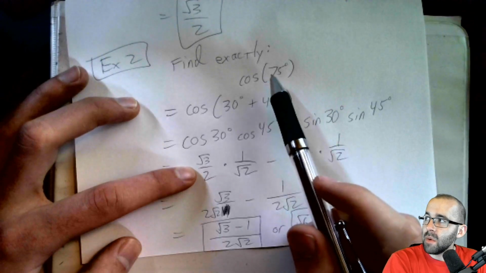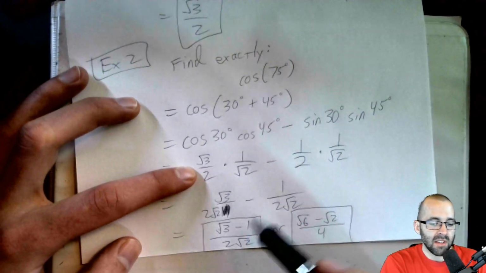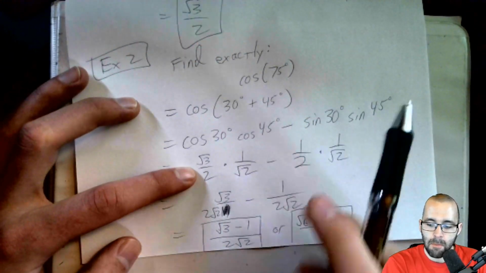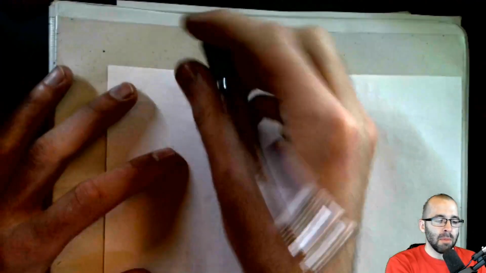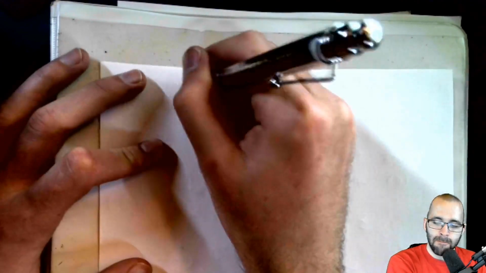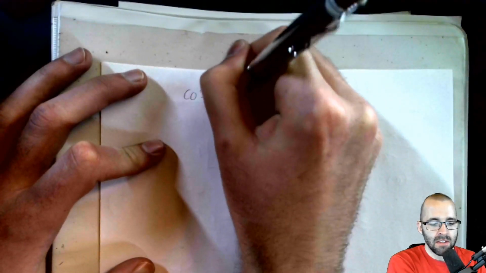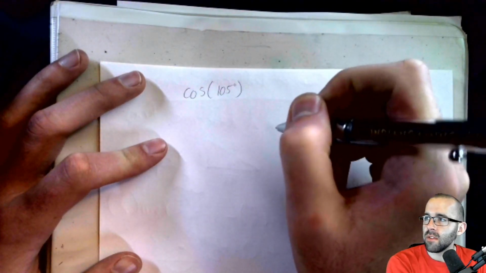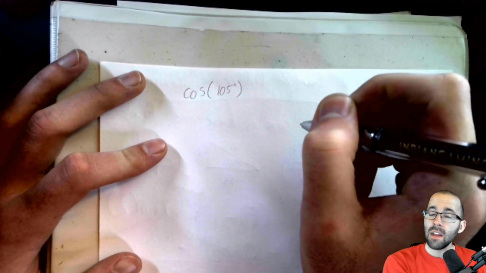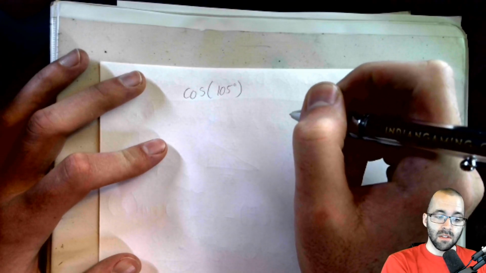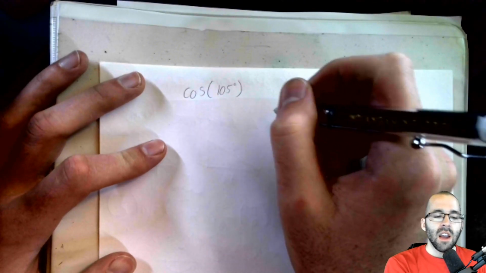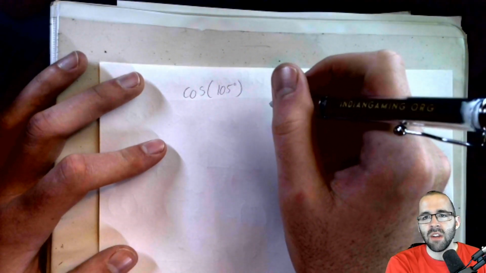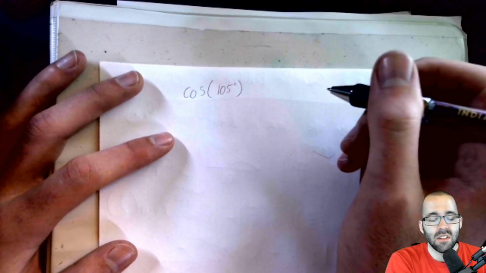So if we wanted to, we could evaluate cosine of 75 degrees exactly just using these identities. All right. And I'm not going to do a part B, but if you wanted to, it would be cosine of 105 degrees. How could we write this as an angle sum or an angle difference? A lot of times you're combining either 30 or 45 and either 30 or 60.